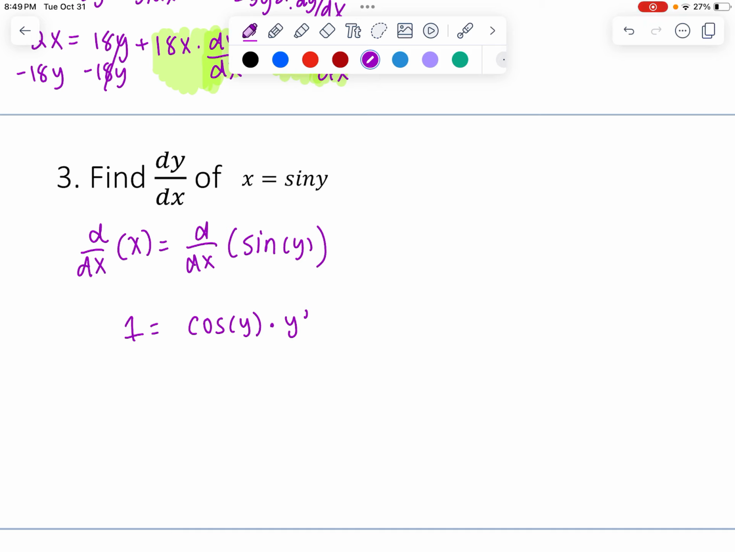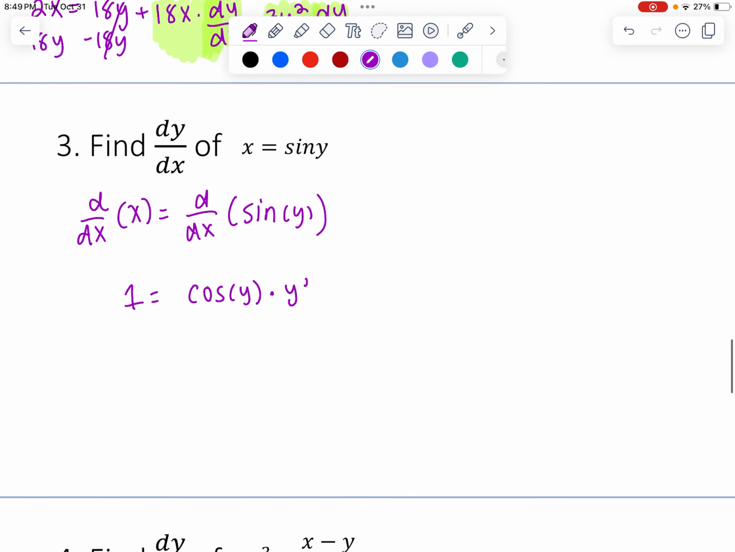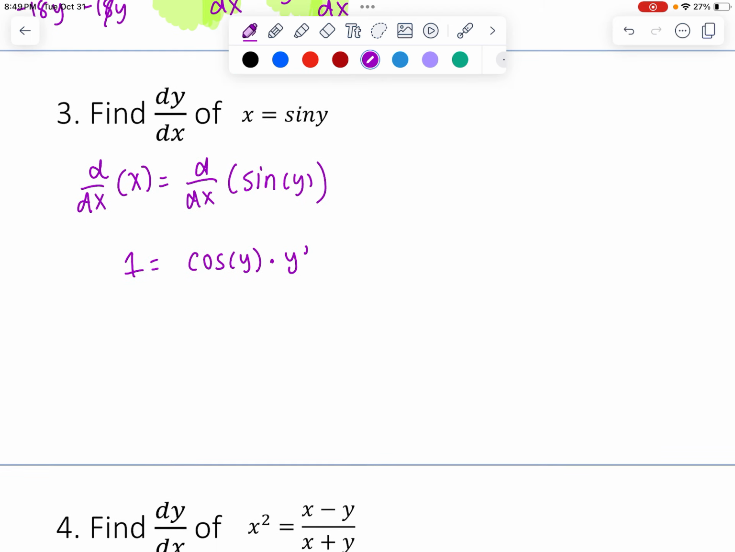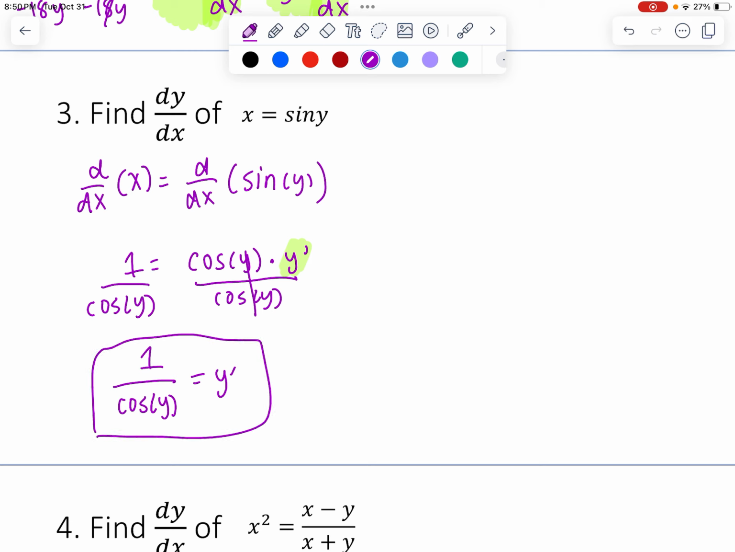So remember, anytime we take the derivative with a y, we multiply it by dy dx or y prime. I'm just going to use a different notation this time, but if you wanted to keep using dy dx, that's fine. So I don't know why I said this one was bad. It's not that bad because we now just need to get y prime on a side by itself. So all I have to do is divide by cosine of y on both sides, and I'll get 1 over cosine y equals y prime. Okay, that one wasn't that bad.